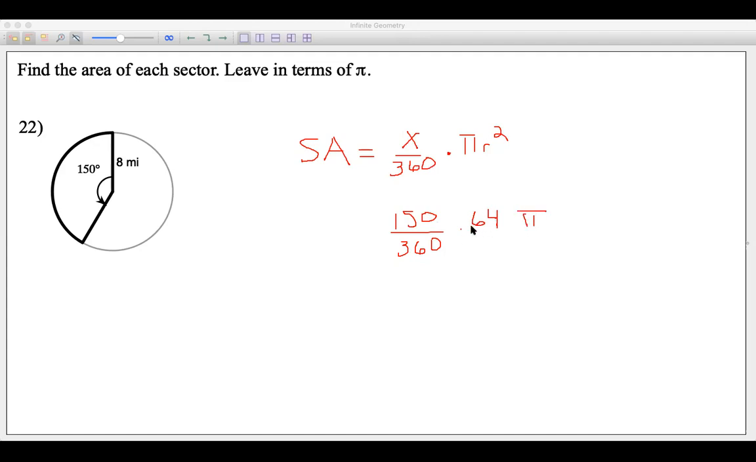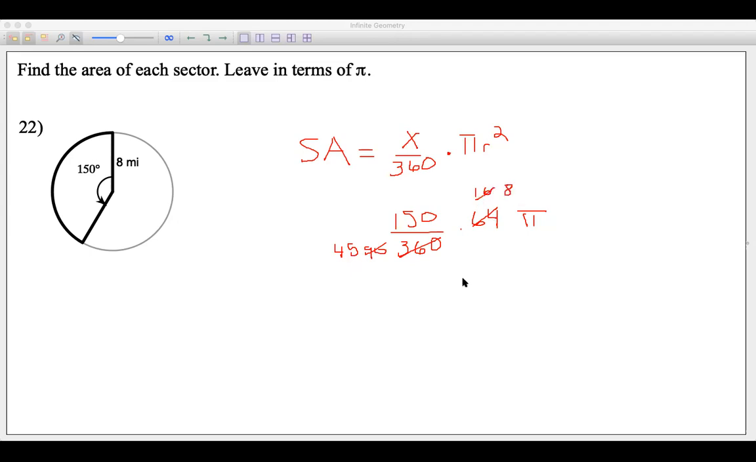let's see. 4 goes into 64 16 times. 4 goes into 360 90 times. 2 goes into both of those. That would make that a 45. This is too much hassle, but you get the picture. You just put it in your calculator.